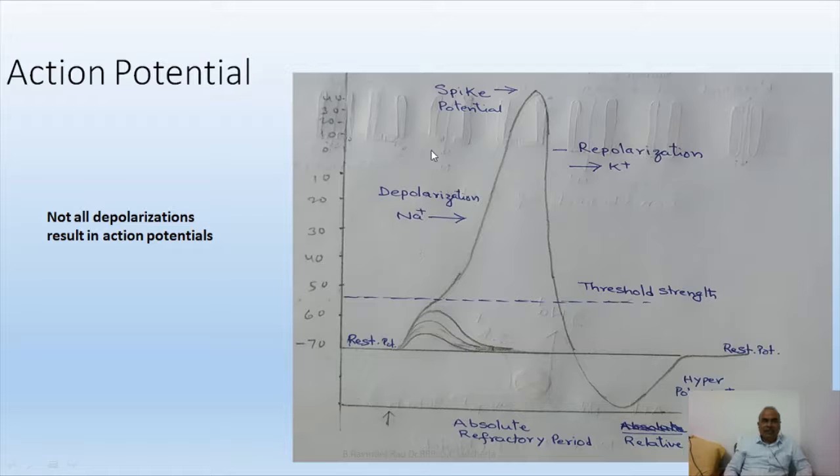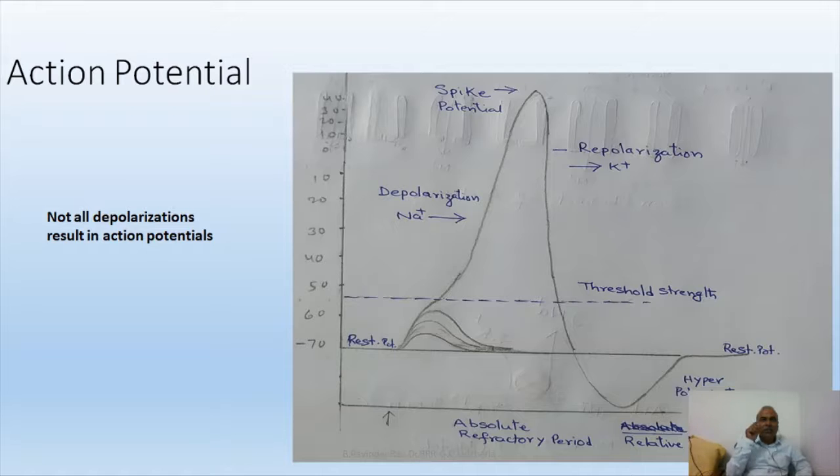Now, the action potential is divided into certain phases. One is called depolarization, the second is called repolarization, and the third is called hyperpolarization. How does depolarization occur? Depolarization means the positivity is rising inside. How does the inner part of the axon raise its positivity, since it is at minus 70 millivolts? It is possible when positive ions come inside.